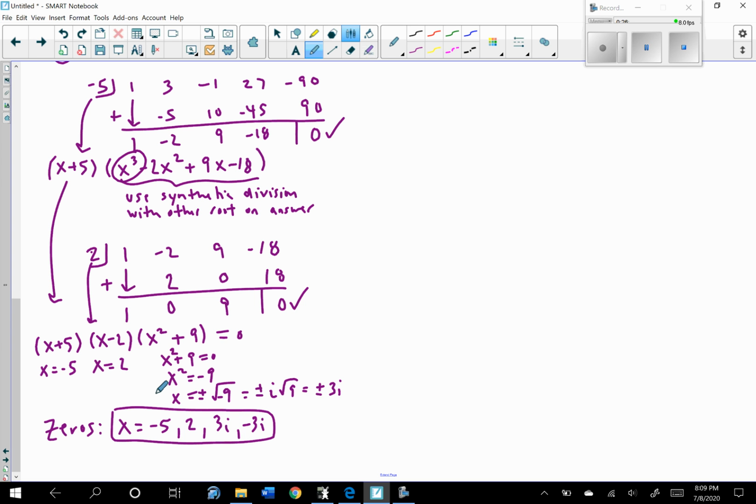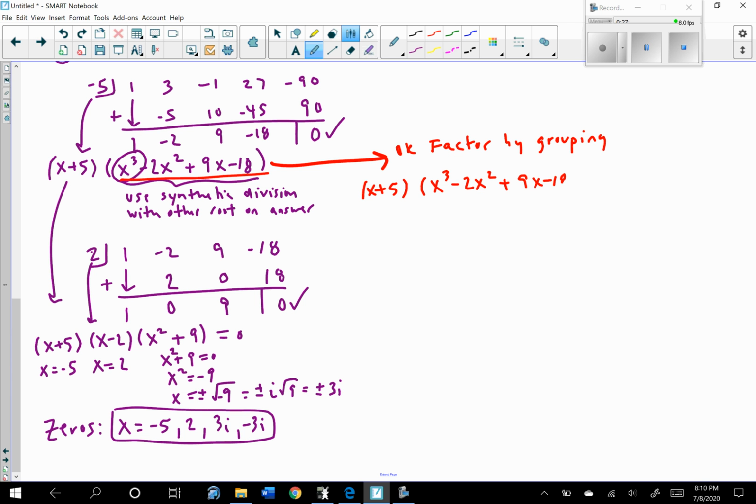Okay, so that's not the only way we could have done this. So that's if maybe you don't remember how to do your factoring, but over here on this answer, we could have done factor by grouping. So I could have taken this answer right here. So we had the x plus 5 times x cubed minus 2x squared plus 9x minus 18. So I could have done factor by grouping on this portion right here.